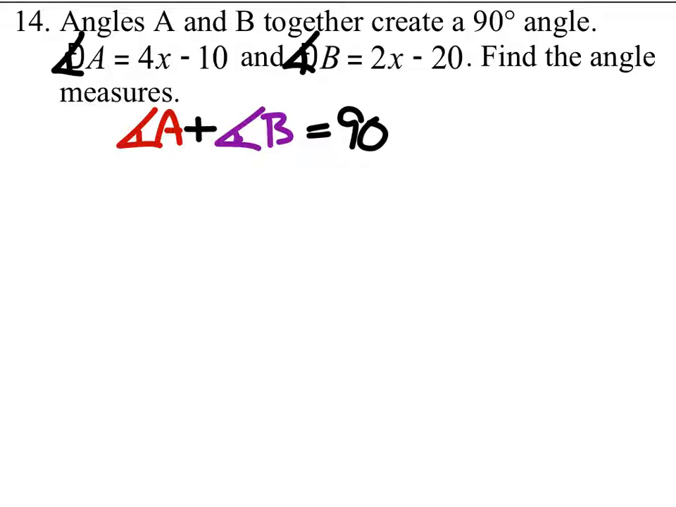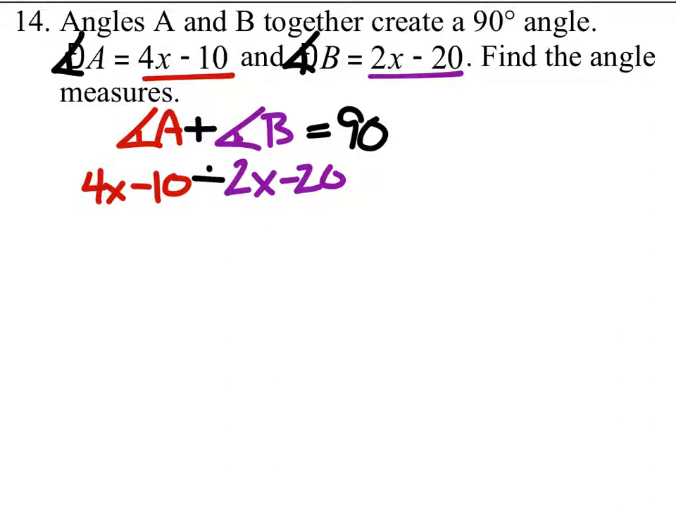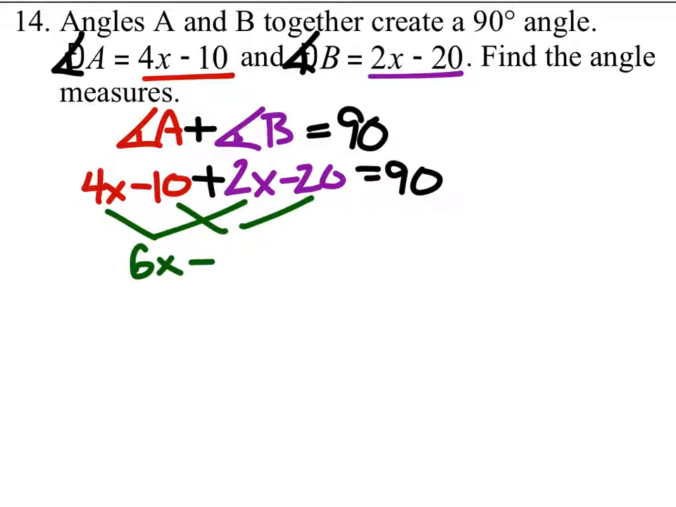But angle A, it showed us, is 4x minus 10. And angle B is 2x minus 20. So again, if we add these two together, we should get 90 degrees. Here we go. So I've got these x's. If I had 4 x's and 2 x's, that would give me 6 x's. And a negative 10 and a negative 20 combined would give me a negative 30. This will equal 90.